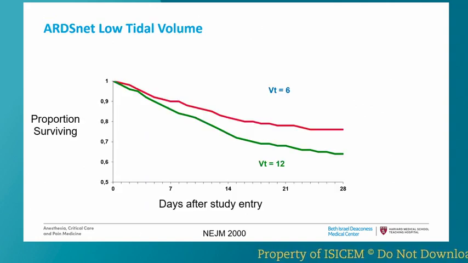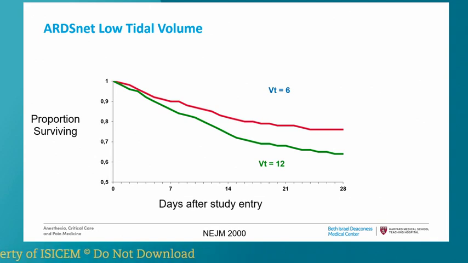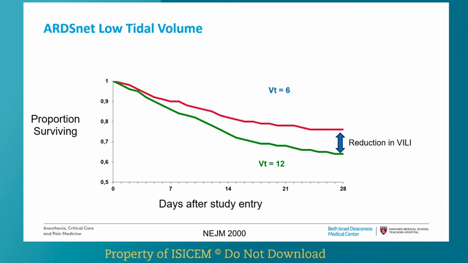So taking that into account, a number of trials were launched looking at lower tidal volume ventilation over the late 90s. The most famous one was the ARDSNet low tidal volume study, and they addressed both stress and strain. So they reduced tidal volume, but they also limited plateau pressure. So they reduced tidal volume to 6 mLs per kilo versus 12 mLs in the control arm. And the difference between those two graphs is the reduction in ventilator-induced lung injury due to restriction both in tidal volume, but we often forget this, restriction in the plateau pressure.